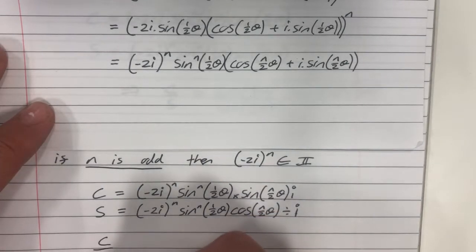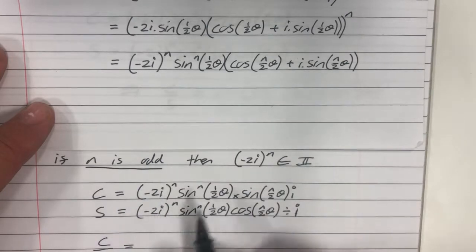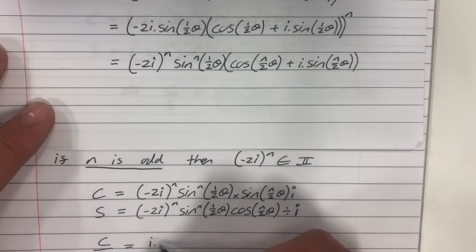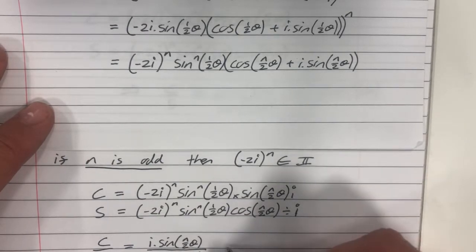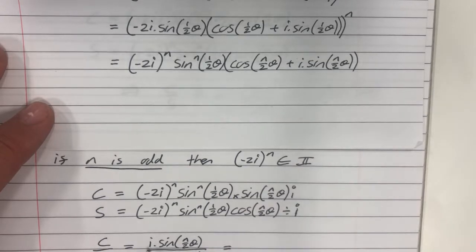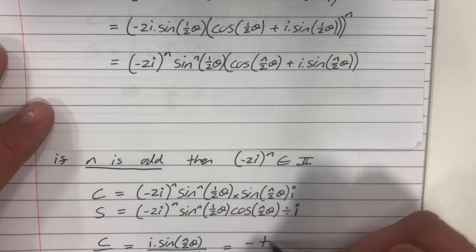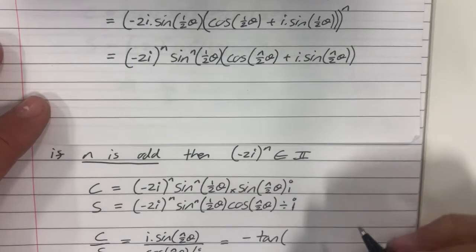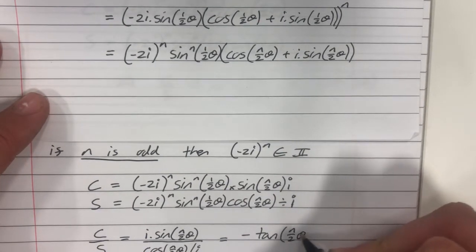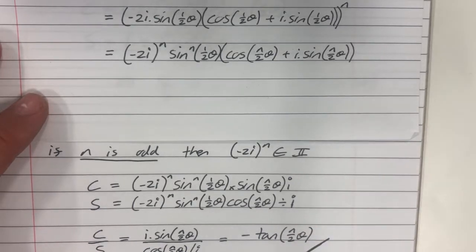And C on S, therefore, again, that's going to cancel, that's going to cancel. I'm left with i times sine of n on 2 theta divided by cos of n on 2 theta over i, times top and bottom of that by i. That will cancel, that will give me a minus 1, and then I've got sine over cos, which is tan. So it's minus tan of n on 2 theta. And that's the solution for when n is odd.